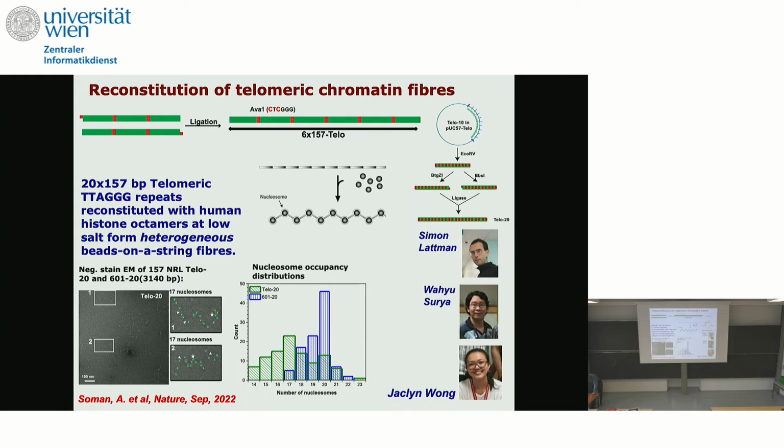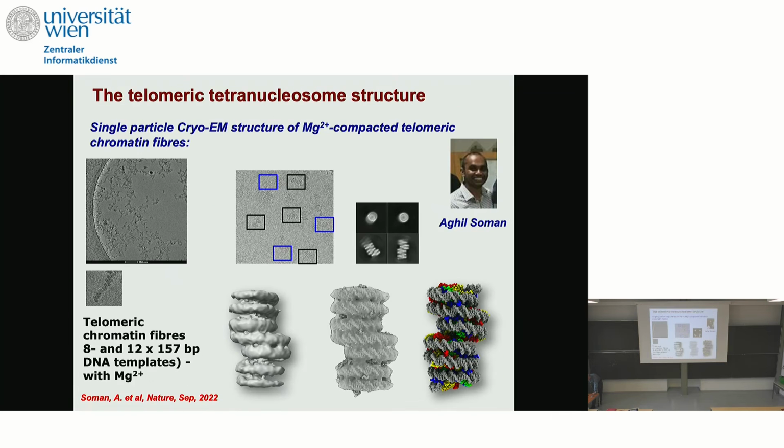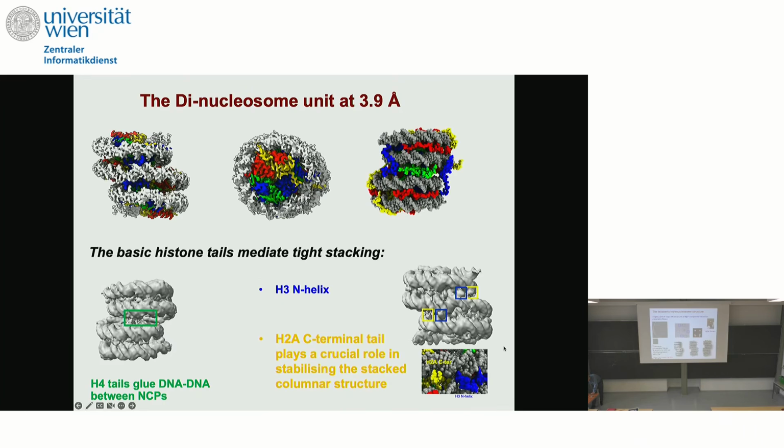But then we turned to, and again, this work was driven by Agil Soman. So he used the telomeric tetranucleosome in order to do single particle cryo-EM. Because we have observed that for longer fibers, we see these columnar elements, and we thought that using smaller fibers would, of course, give us more homogeneous and better resolution in cryo-EM. So this is the columnar structure that we then identified, and of course, this was quite surprising.